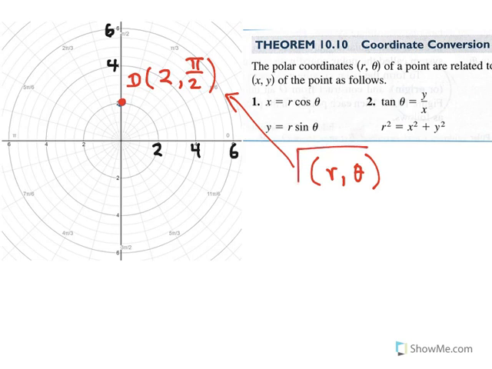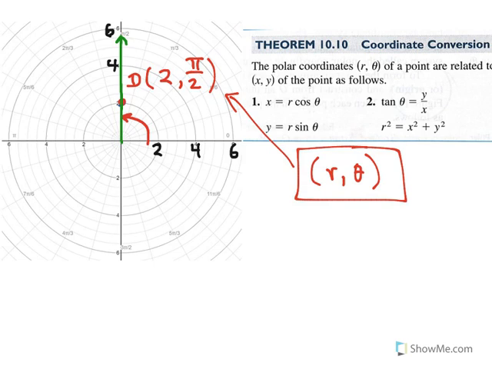Suppose you have point D with polar coordinates r, theta. The angle of rotation from the polar axis is pi over 2 radians, and here's the terminal side of the angle. You can see that point D is on the terminal side of the angle, and it is 2 units away from the pole. So r is positive 2. The directed distance from the pole is 2 units.